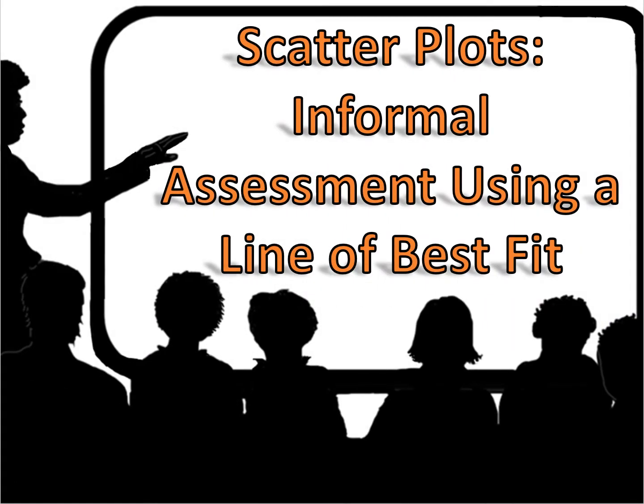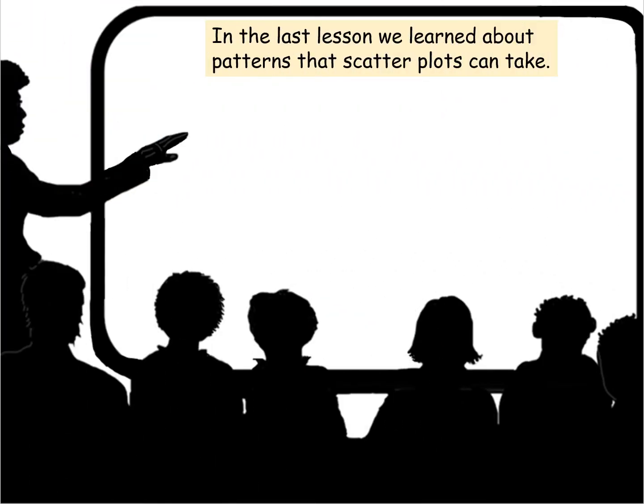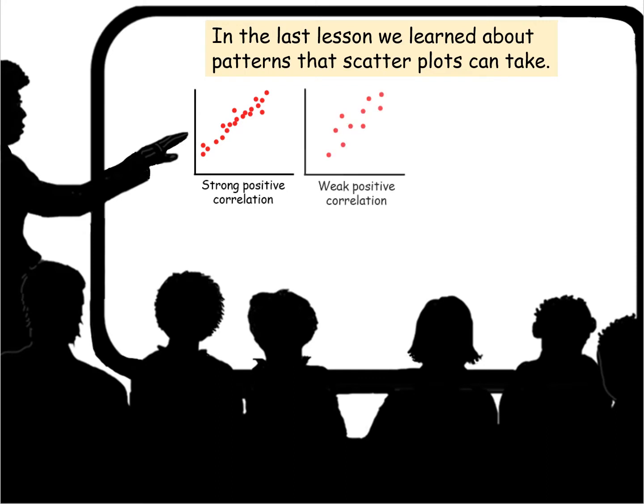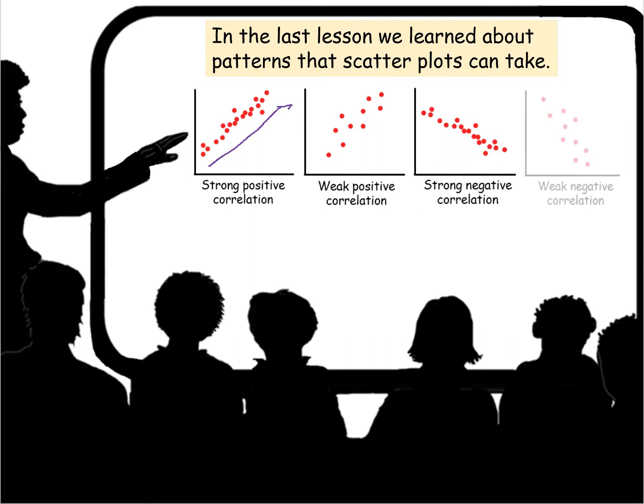Alright, this lesson is on scatter plots, informal assessment using a line of best fit. In the last lesson, we learned about patterns that scatter plots can take. This is an indication of a strong positive correlation. Positive because it's going up. It looks like as x gets increased, y is also increasing.